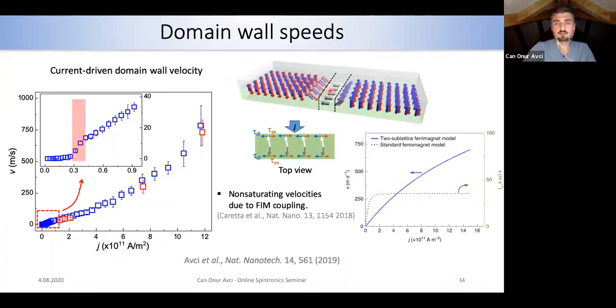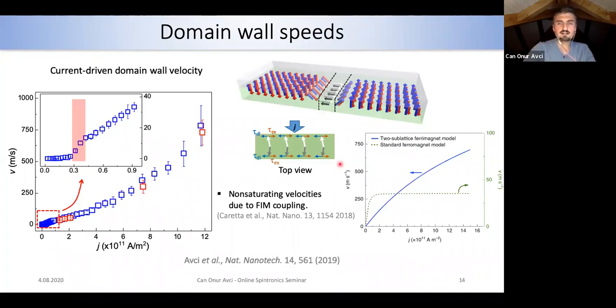At the time we were a bit puzzled. Why do we get just a constant increase of the domain wall velocity? Because we know that in the ferromagnetic case, if the damping-like torque becomes comparable to the DMI effective field, which is very small in our case, then the domain wall velocity should somehow saturate. But we don't see a saturation. We actually increase, the efficiency goes up.